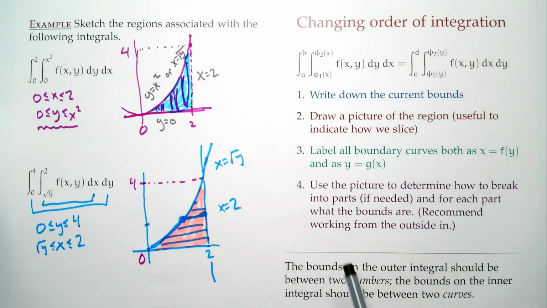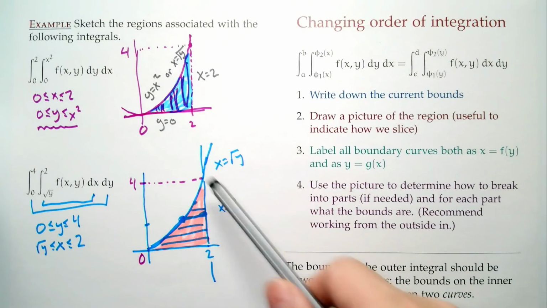And now, the last part is use the picture to determine how do you break this into parts. It might be that if you integrate with respect to x first and y, you need 1 integral, but if you do y then x, you might need 5. Or vice versa. So you might have to break things into parts. For each part, figure out what the bounds are and work the picture.